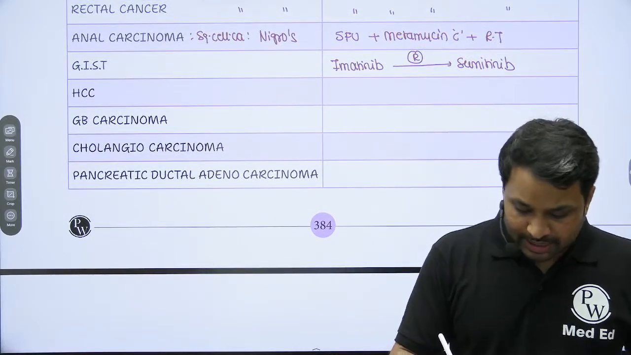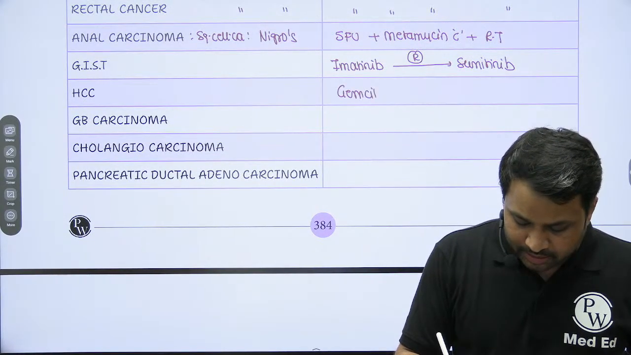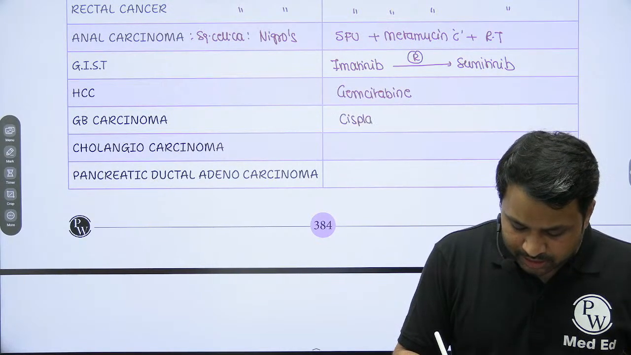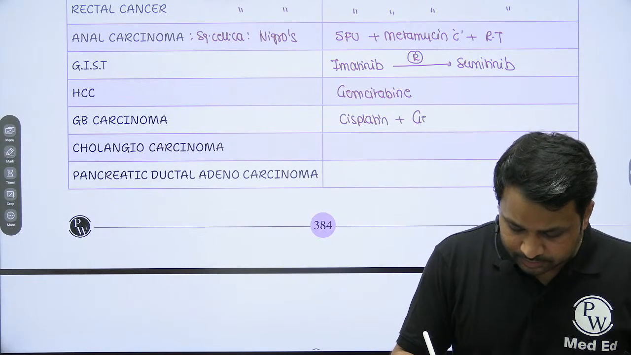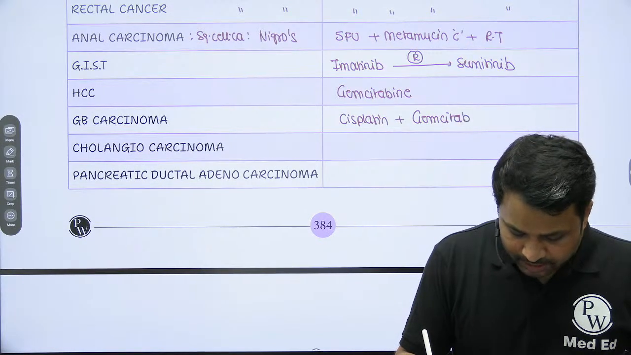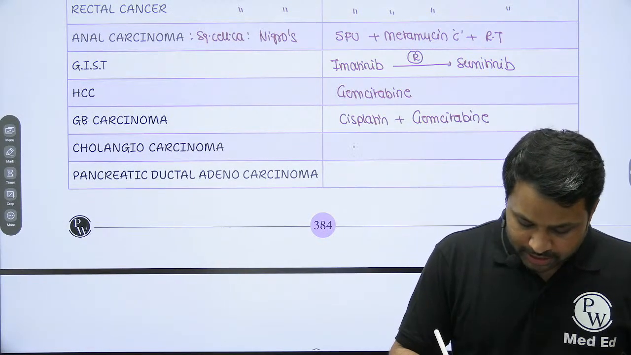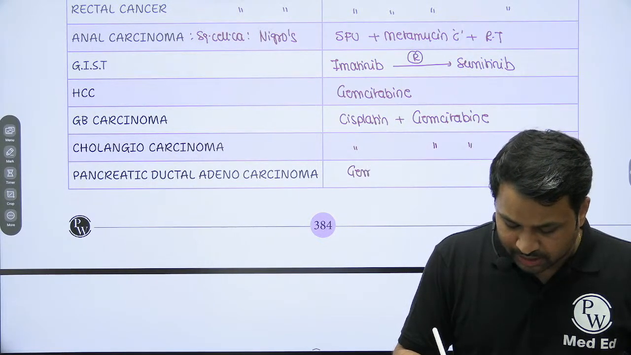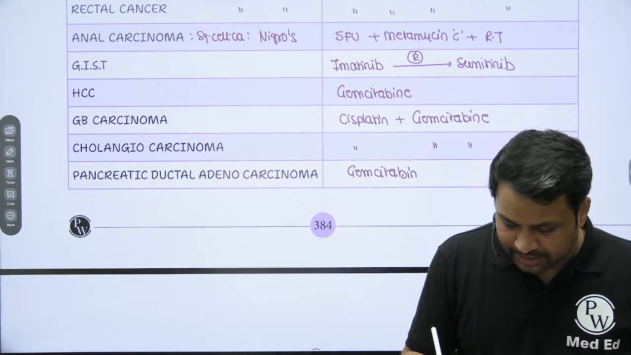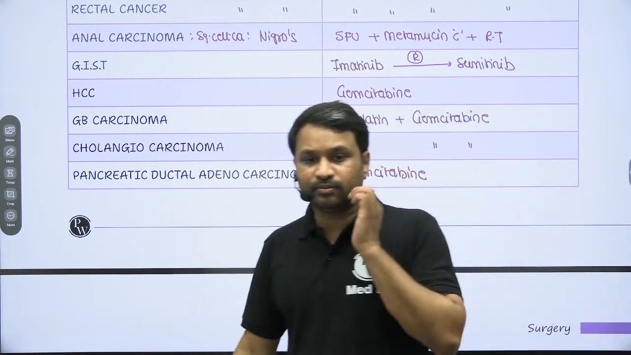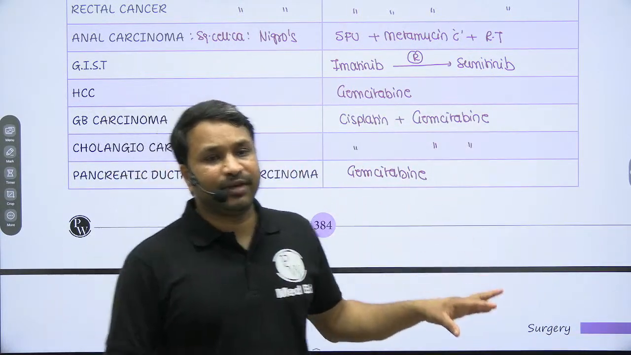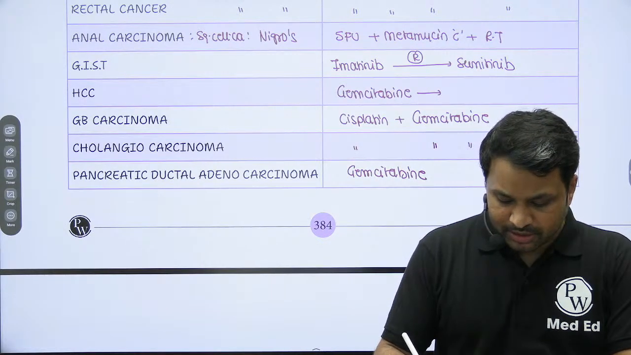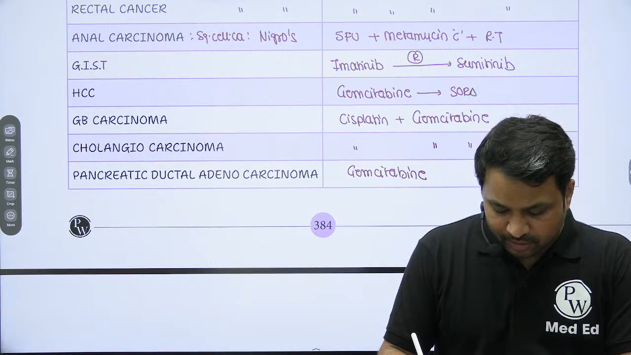For hepatocellular cancer, it is gemcitabine-based chemotherapy. Gallbladder cancer will have the same, that is cisplatin with gemcitabine. Cholangiocarcinoma will also have cisplatin with gemcitabine. Pancreatic ductal adenocarcinoma will have gemcitabine-based chemotherapy. Okay? Sorafenib can be tried for HCC, but in HCC gemcitabine-based is used. After that you have transarterial chemoembolization. Here you can use sorafenib also.